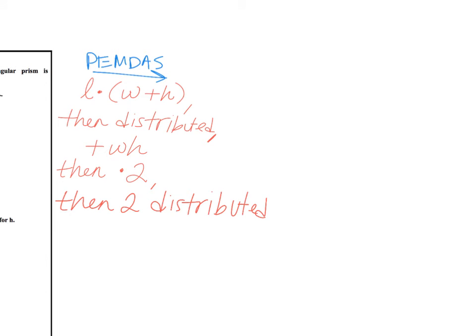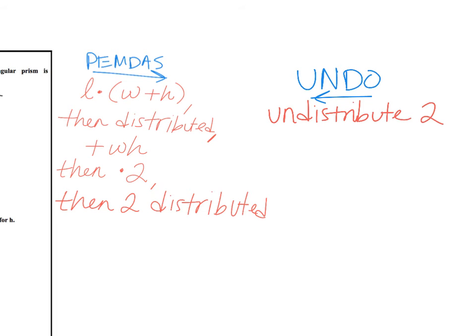So now we're going to undo. And to undo, we go backwards. Okay, so we're going to start at the bottom of this list. The last thing that happened was the 2 was distributed. So how do I undo that? We undistribute. So first thing we're going to do is undistribute the 2. Okay, check. Got that one.